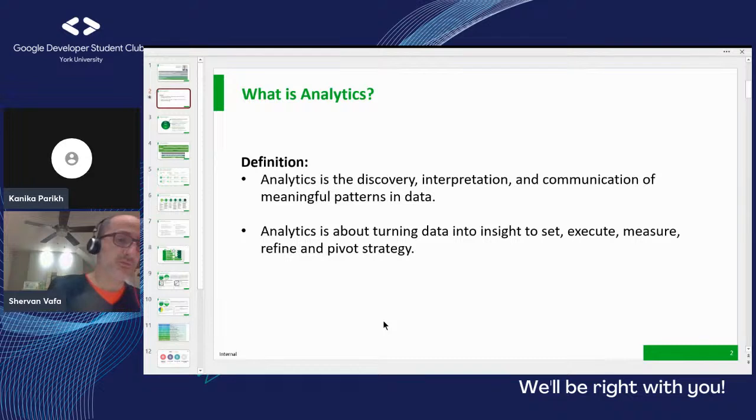So we'll start very high level, and then I'll slowly dive a little bit deeper into some of the different components here. Right. So firstly, what is analytics? It's hard to define, but essentially it's using data to solve business problems, making decisions, right?